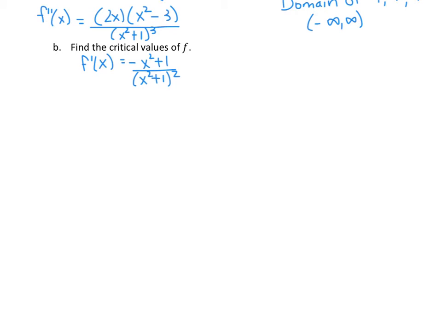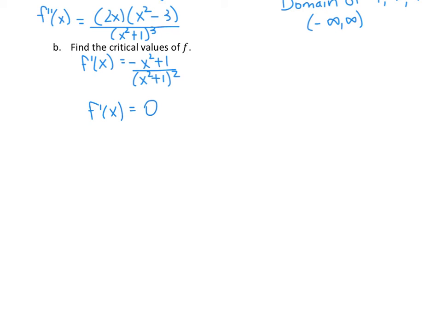Now let's find the critical values of our function. So to find critical values, we want to look at the first derivative, and we want to determine where the first derivative is equal to 0 or where the first derivative is not defined. Since the first derivative is defined for all real numbers, we don't have any critical values created by the derivative being not defined. So we're going to set the derivative equal to 0. So setting f prime of x equal to 0.